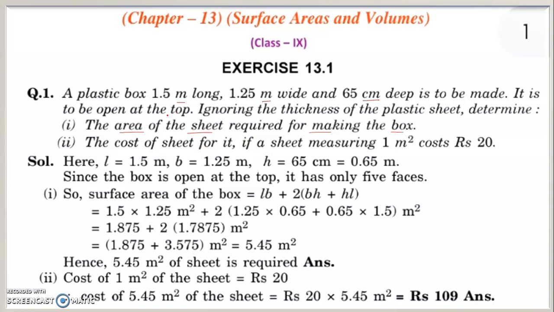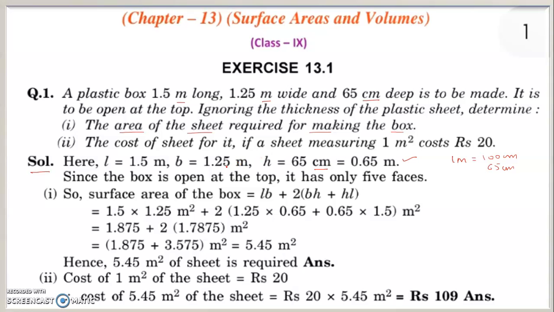Now see, it is already given to us. Length is given, breadth is given, and height is given. Deep is your height. What you have to be careful of, students, is the dimensions. Here it is centimeter, so the unit has to be meter because length and breadth are already in meter, so height has to be in meter. 1 meter is 100 centimeters, so obviously 65 centimeter will be 0.65 meter. This is very basic, you should know this.